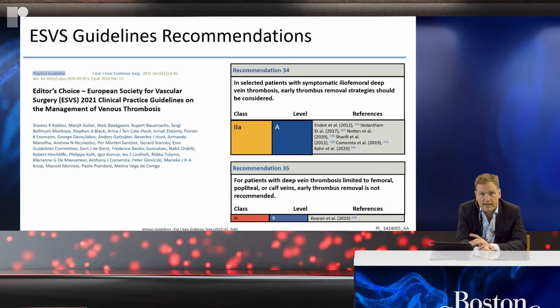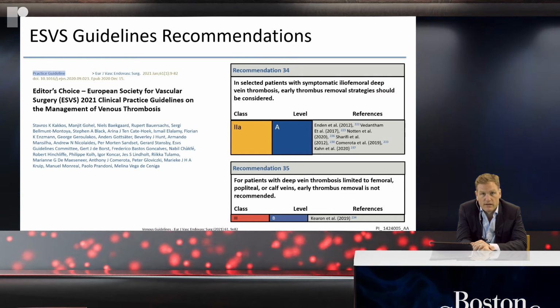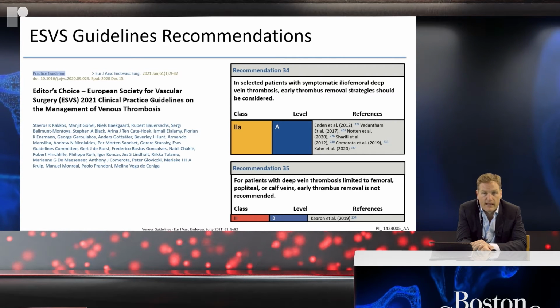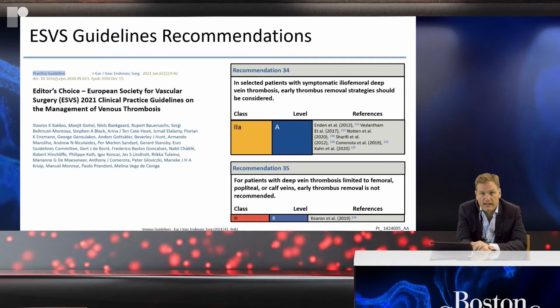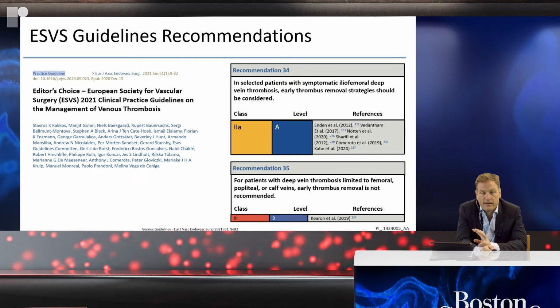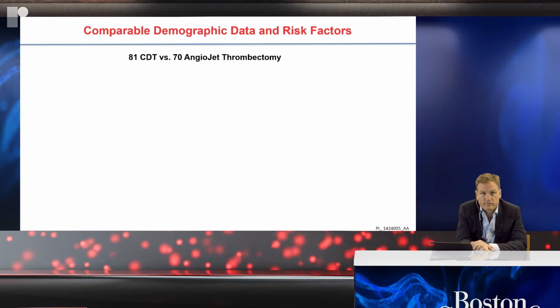This allowed the ESVS guidelines, which came out in 2022 with the clinical practice guidelines for acute DVT the previous year in 2021, to give a grade 2A recommendation to clot removal strategies with iliofemoral DVT. This does not apply to femoral DVT, and actually the recommendation was against treating patients with femoral DVT, and this is an area of future research that we certainly need to pursue.